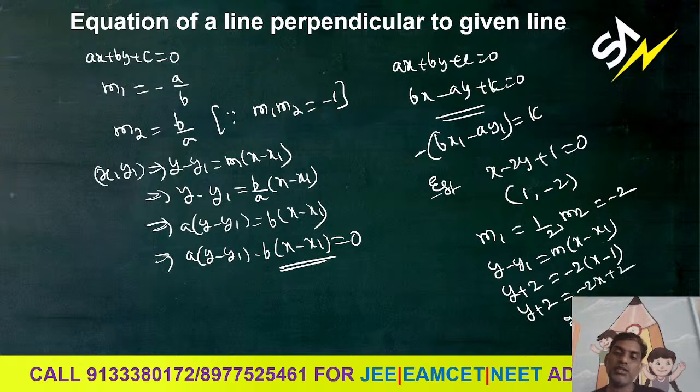Then 2x plus y is equal to 0. 2x plus y is equal to 0.